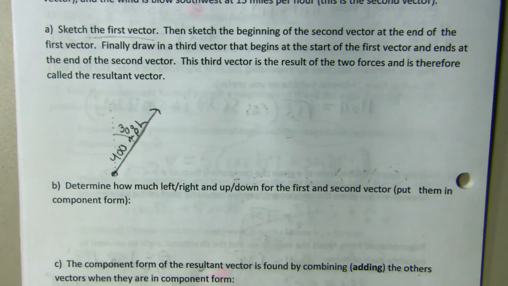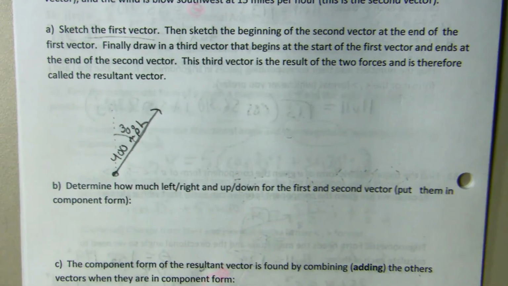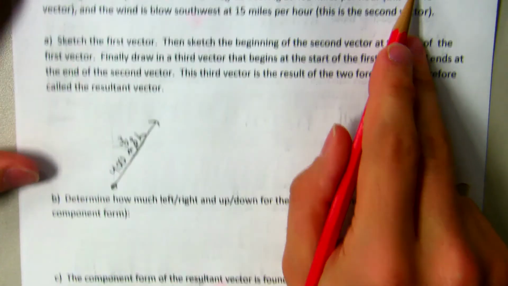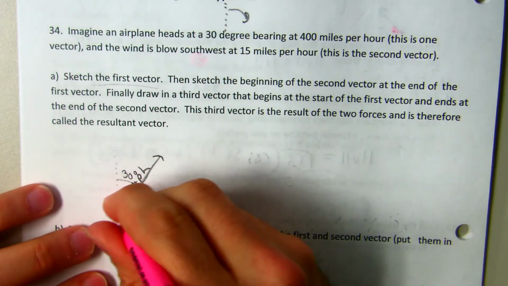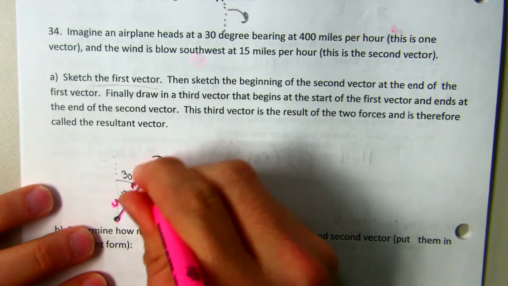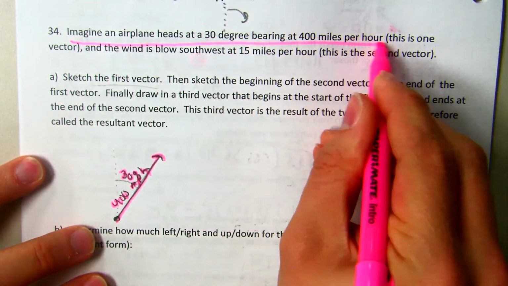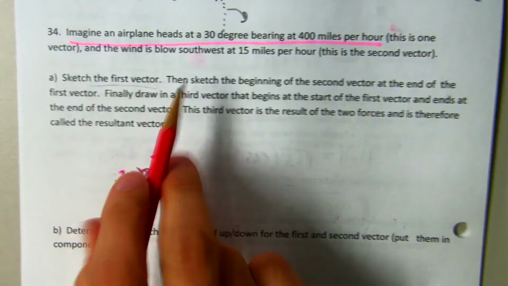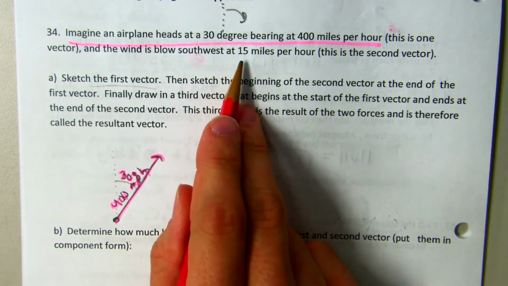So I guess that's great in a vacuum. There's no resistance, no air resistance, but that's not really how things work in the real world. So we also have, I'm going to highlight all of this, 400 miles per hour, and that bearing is that way. Okay, but we also have some wind involved. And the wind is blowing southwest at 15 miles per hour.